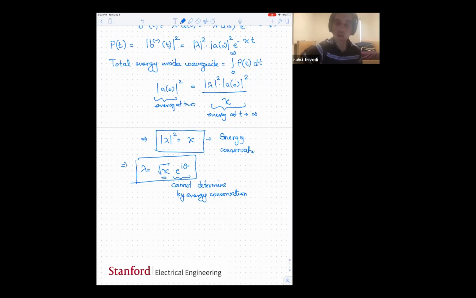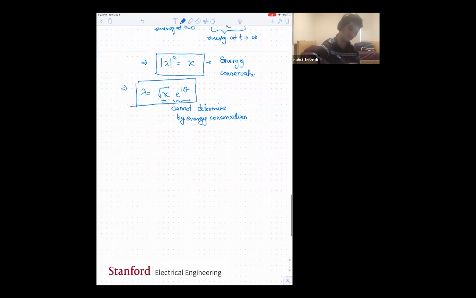Okay, so let's move forward. Well, Maxwell's equations should also satisfy time reversal symmetry, right? So we looked at energy conservation, but let's now think about what time reversal symmetry tells us about this model. Okay, so let's look at consequences of time reversal symmetry.